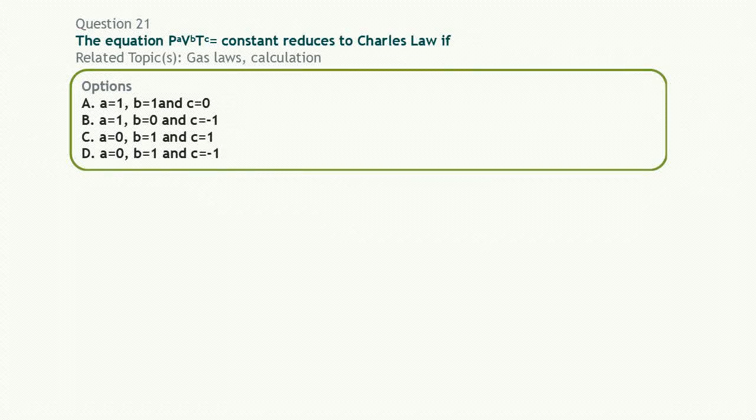Next question, on gas laws. So you have this equation here: P raised to power A, V raised to power B, T raised to power C is equal to a constant. They say it reduces to Charles law if, that is, this here is going to be a representation of Charles law if, that is, in what case, what will be the values of this A, B and C.